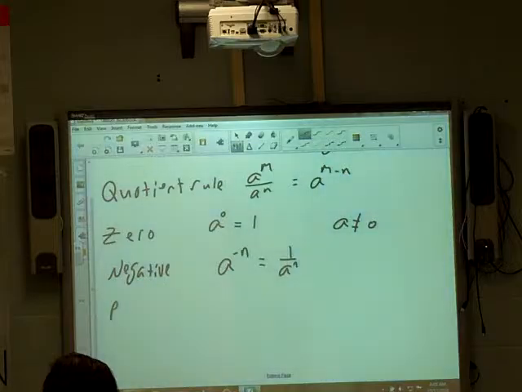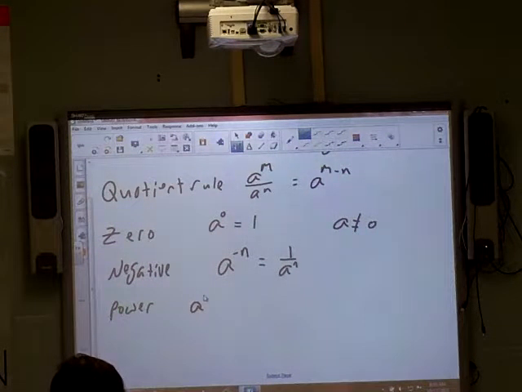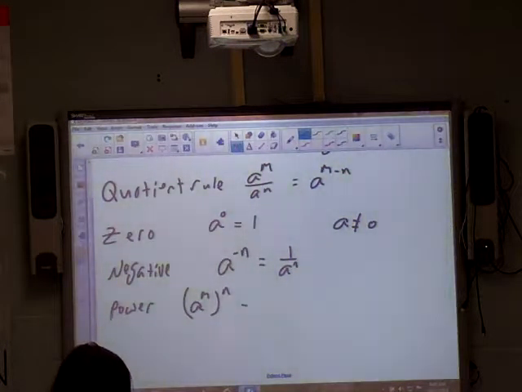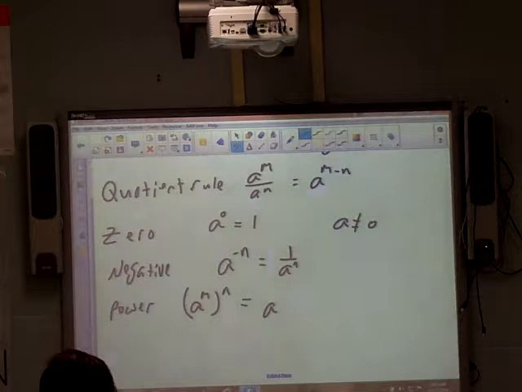Power rules, a lot of times I say power to a power. Power rules, if we have some number or variable to a power and then to a power, all you do is multiply the powers.